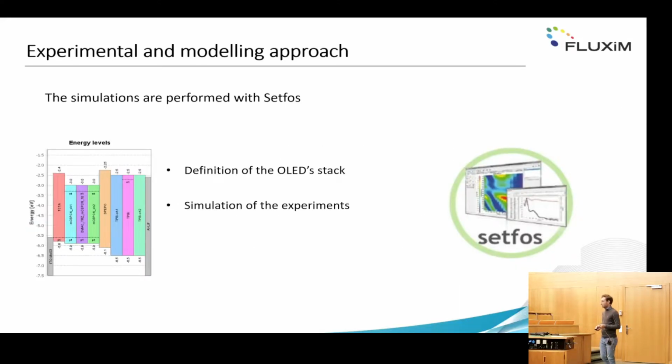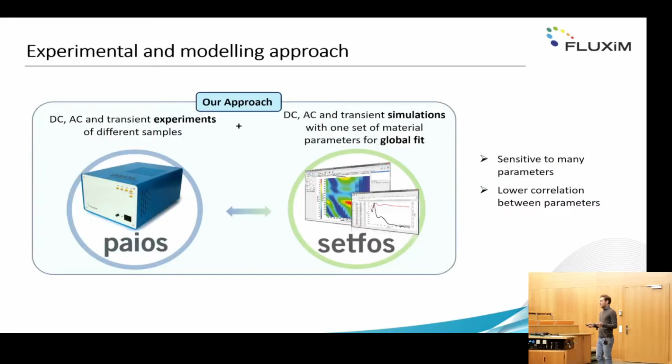Regarding the modeling, we used the Sept. So with Sept, we can define our OLED, our stack, and then we can simulate the experiments which were performed with PHOTOVOLTAICS. So basically what we used in this case is the combination between the two, which is called Sept-PHOTOVOLTAICS integration, SPI. And basically we first define the OLED stack with Sept, and then by comparing the simulations and the experimental results, we can find a good agreement between them.